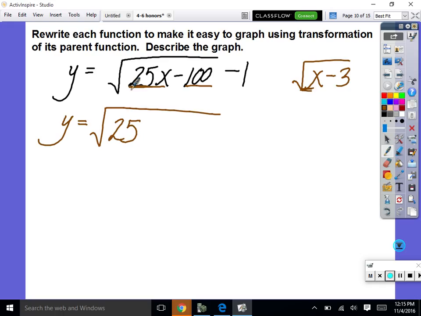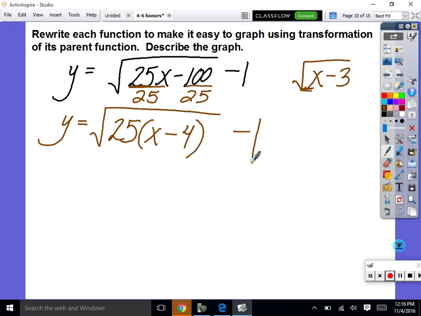Now we want to factor out by that leading number so that that x will be +1. So when we factor out a 25, don't forget when you factor it out, you've got to write what's left over in each term. Divide by 25, divide by 25. So left will be x minus 4. And then we still have our -1.